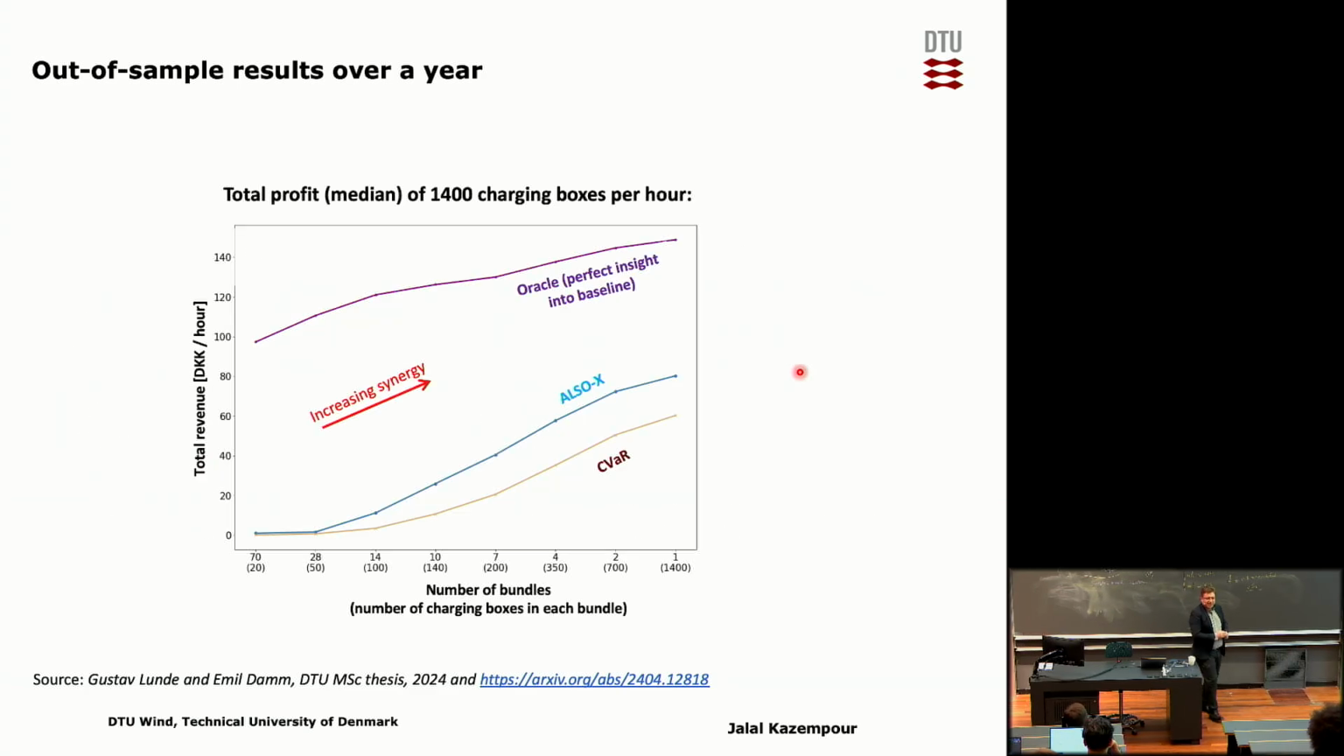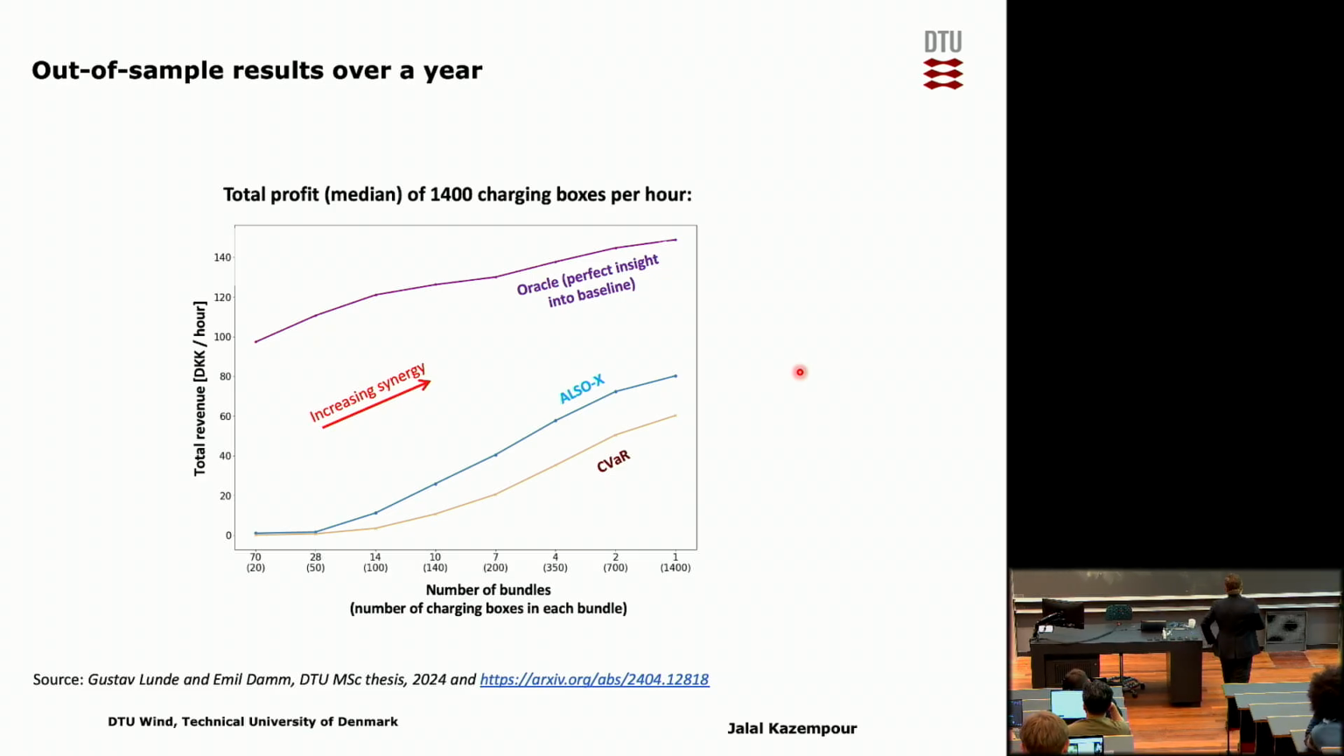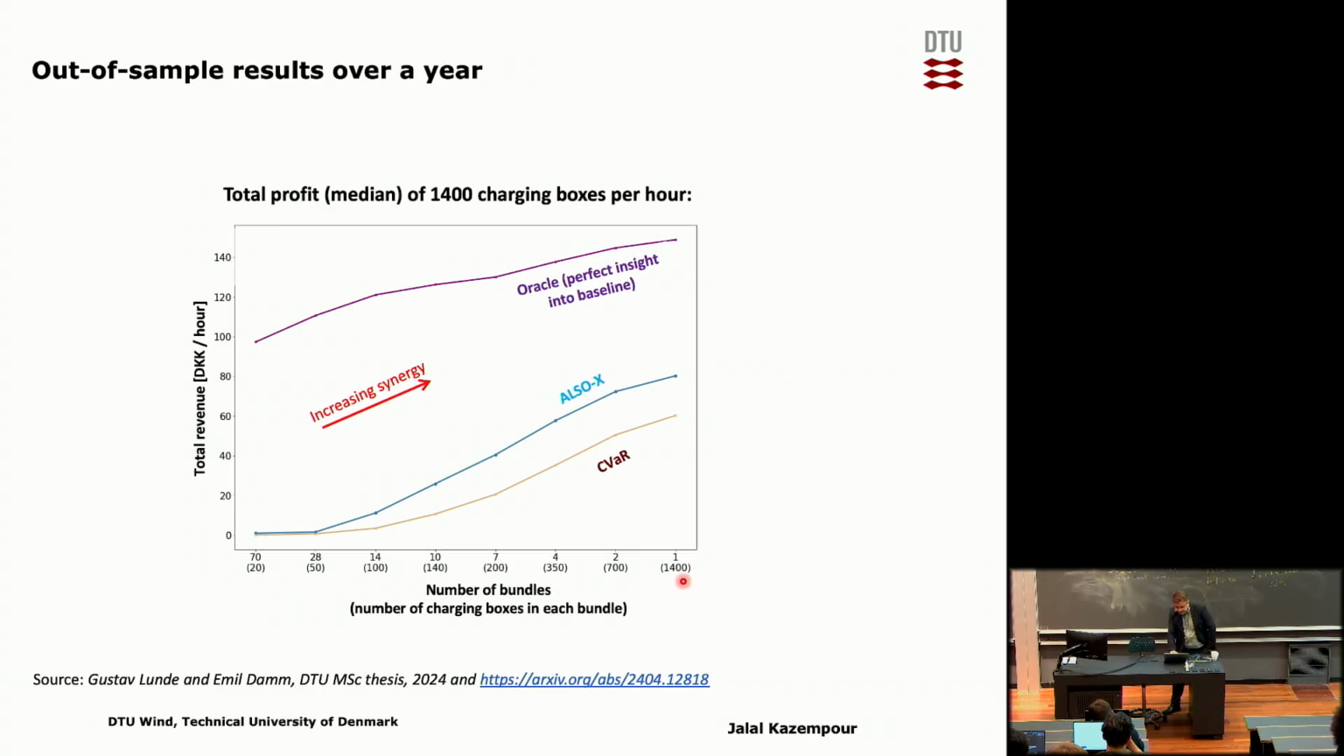Another interesting observation in their work might be interesting for you. Remember, we have 1,400 EVs. They say that if we put all these EVs in one portfolio, with only one aggregator, this is how much flexibility we can get. It's not flexibility, it's total revenue. But if, for example, we split our EVs among 2 portfolios, this is how much we are going to earn. Or if we split these 1,400 EVs among 20 portfolios.